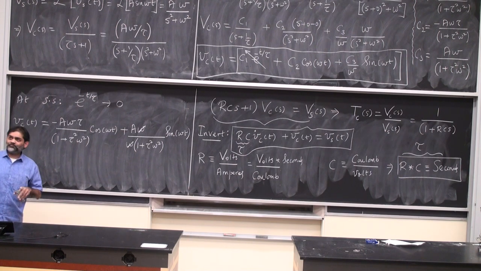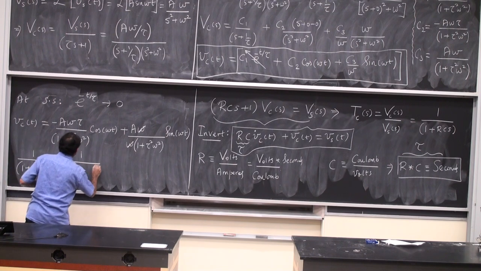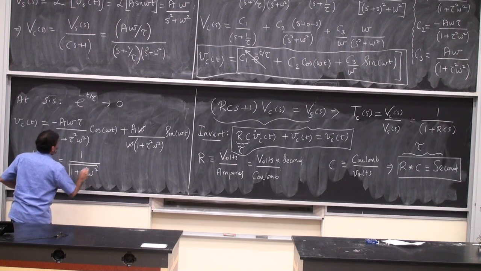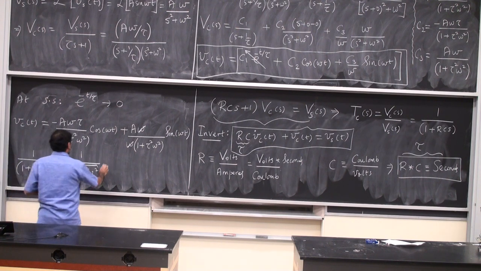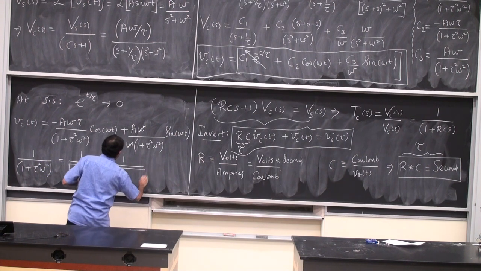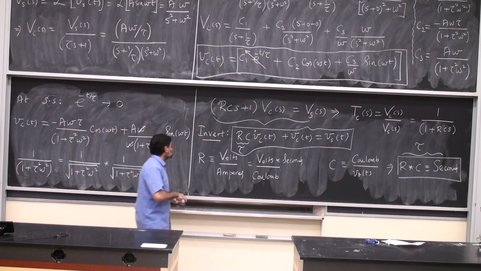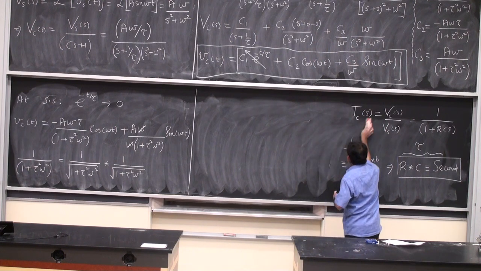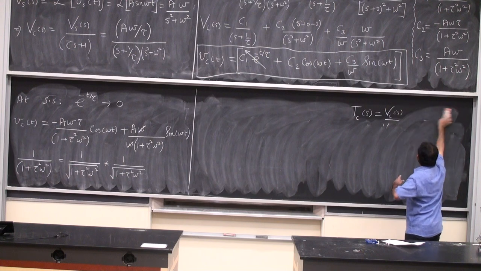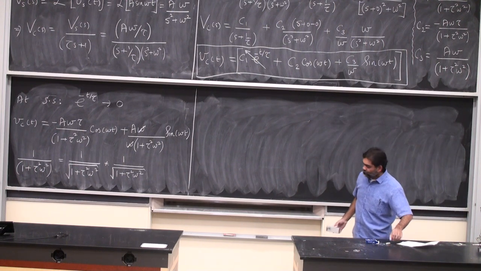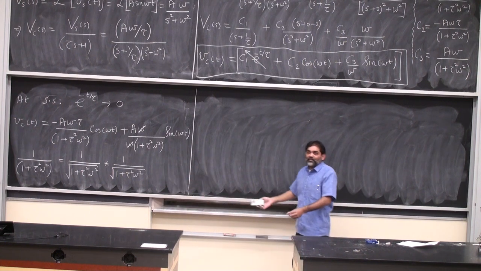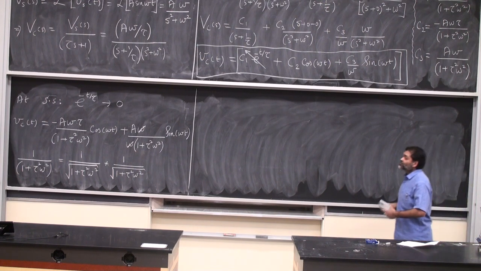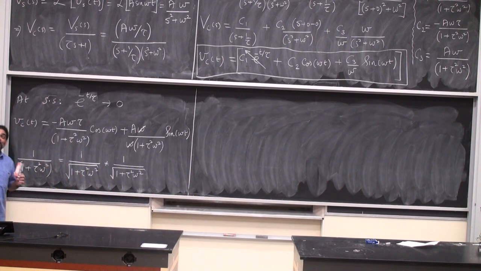Right? And I'm going to do something that is really obvious, as you see. 1 plus tau square omega square, I'm going to write it as 1 by square root of 1 plus omega square tau square multiplied by the same creature. Does this make sense to everybody? I'm just taking something and multiplying it by its square root. Square it, you get the same one there. So nothing has changed. Now, watch this very carefully.